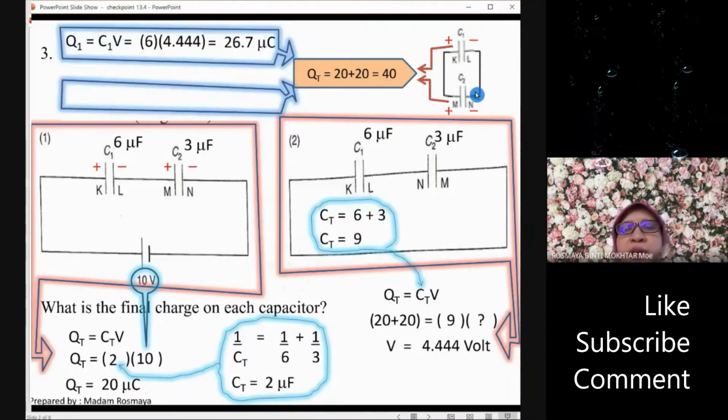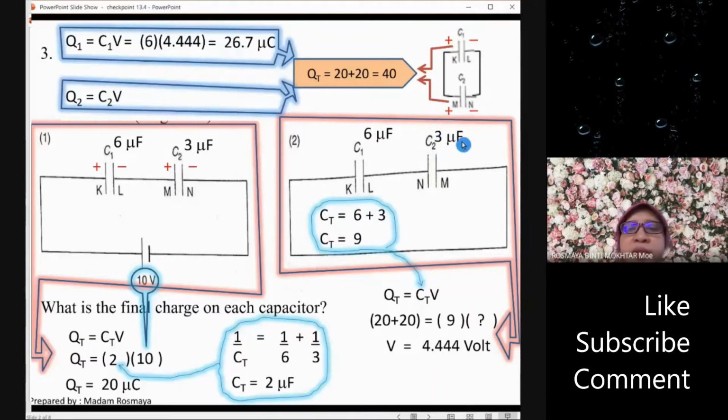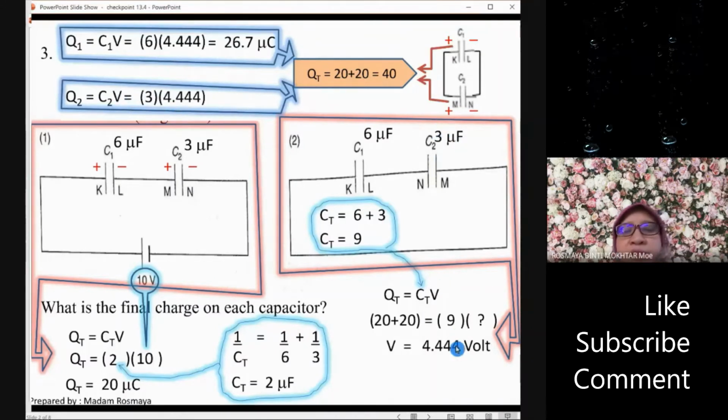Next, for capacitance 2, it has charge C2 times V. C2 is 3 microfarad, and the voltage across is 4.444 volt. So you get 13.3 microcoulomb. Make sure the total here is also 40. Remember I said just now, this is a closed circuit, so the charge cannot run anywhere. It still has the total of 40 microcoulomb.